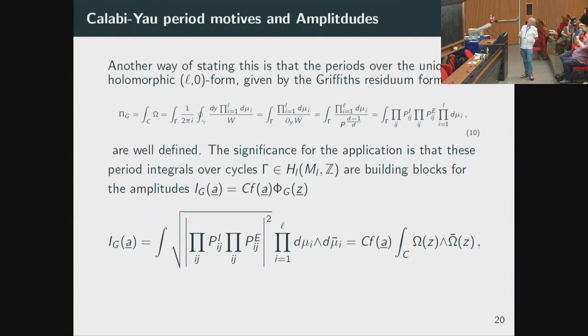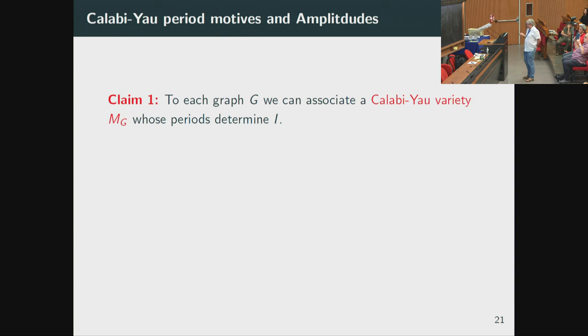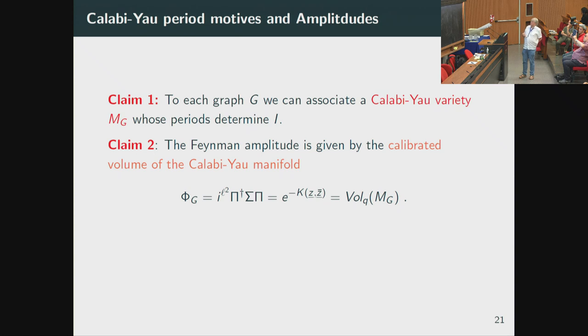But the thing is, when I do that, and I define my polynomial like that, then the holomorphic 3-form has this form, and it's given here. And you see that this piece is just omega wedge omega bar. So in other words, I have a Calabi-Yau so that my bilinear of periods calculates the amplitude that they want. And now we have a couple of observations or claims. The first: I've actually proven that I can associate a Calabi-Yau variety to each of these graphs whose periods determine the amplitude.